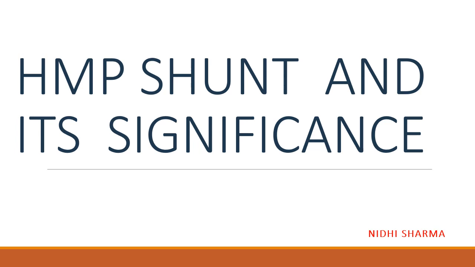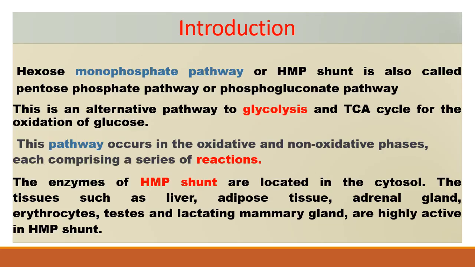In this video, we will study HMP shunt and its significance. Let's start with introduction. Hexose monophosphate pathway, HMP shunt, is also called pentose phosphate pathway or phosphogluconate pathway. This is an alternative pathway to glycolysis and TCA cycle for oxidation of glucose.